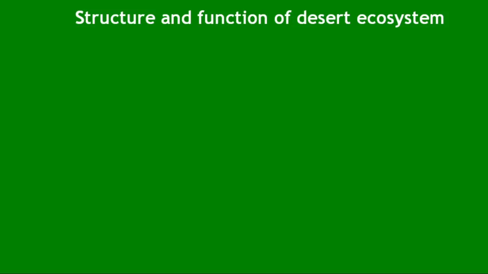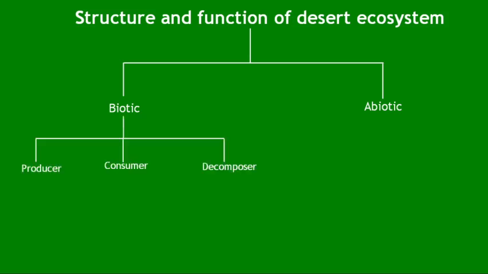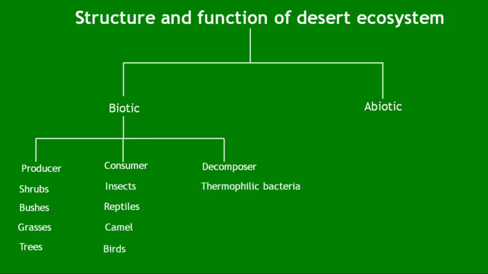Now, talking about the structure and function of a desert ecosystem. We know that any ecosystem is composed of biotic and abiotic components. In a typical desert, the biotic components will include producers, consumers, and decomposers. The producers in a desert ecosystem are shrubs, bushes, grasses, and trees. The consumers in desert ecosystems are different types of insects, various varieties of reptiles, camel, birds, etc. And decomposers in a desert ecosystem are usually thermophilic bacteria.